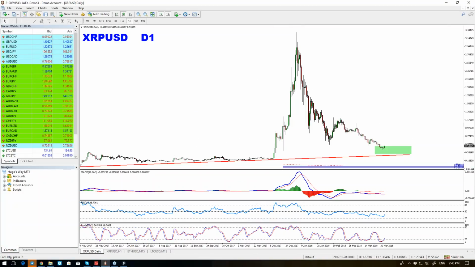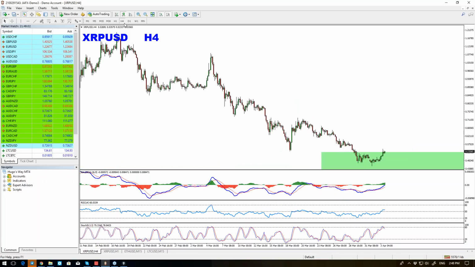And Cryptomania, another opportunity forming here: false break, the last trend line is breaking, the bullish divergence is in play. On the daily cycle, this is Ripple. On the 4-hour chart, the big trend line is getting broken.